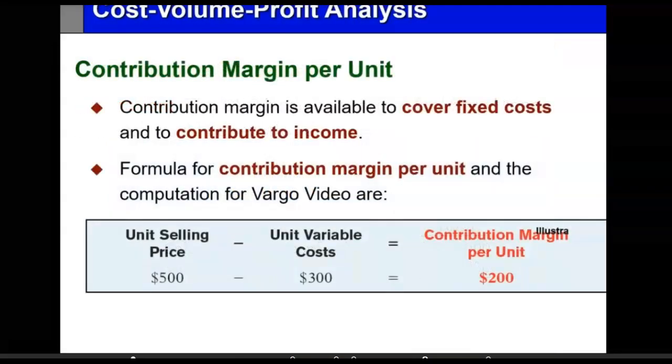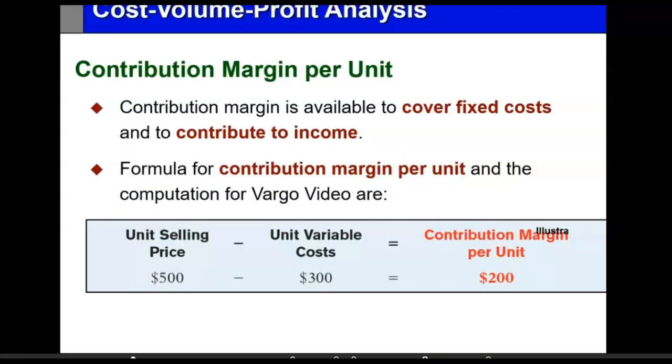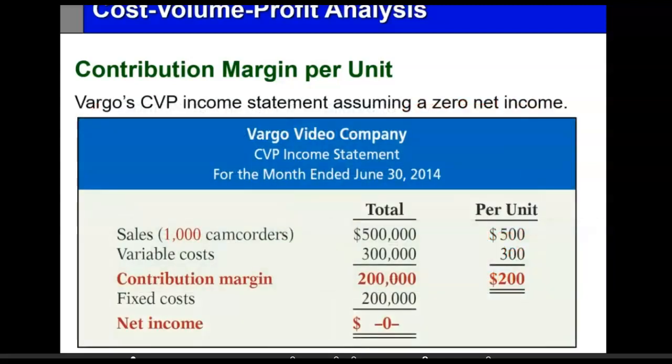Now we can determine not only the contribution margin in total, but the contribution margin per unit. And that is the difference between the unit selling price of 500 minus the unit variable cost of 300. That difference we call the contribution margin per unit. In this case, it would be 200. So therefore, when we look at the statement, we have the contribution margin in total, 200,000, and we have the contribution margin per unit, which is 200.